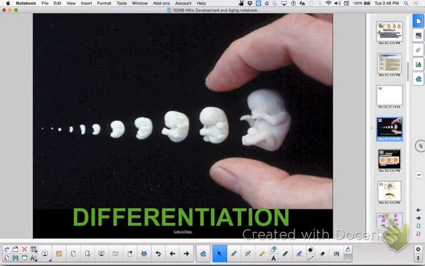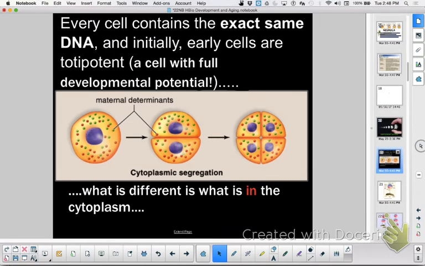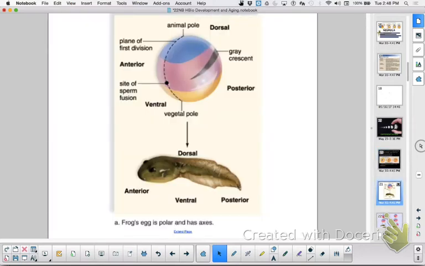We started talking about differentiation, and we know that all the DNA in all of our cells is exactly the same. So why is it that cells go down different developmental pathways? Why do you have cells that become cheek cells and cells that become other kinds of cells when they have the exact same DNA? Do you remember? It's whatever's in the cytoplasm. And the cytoplasm can then trigger certain DNA to be active inside the nucleus. And we looked at the tadpole, remember that?